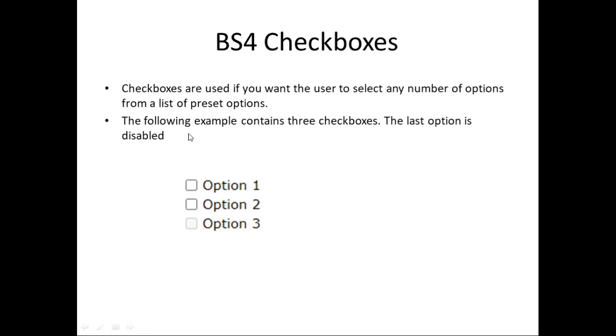For checkboxes, checkboxes are used if you want the user to select any number of options from a list of preset options. The following example contains 3 checkboxes. The last option is disabled. So this one is disabled. So we have 3 options and the last one is disabled.